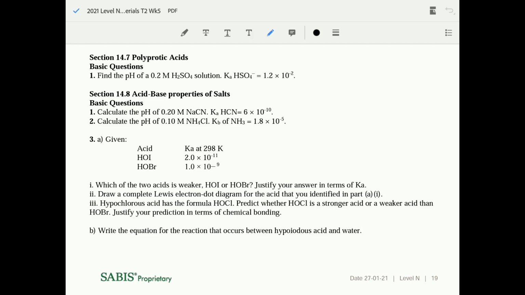Alright, let's check. It's very obvious that the weaker acid is HOI. Why is it weaker? Because the Ka value is smaller. The smaller the Ka value, the weaker the acid. So strength goes down.